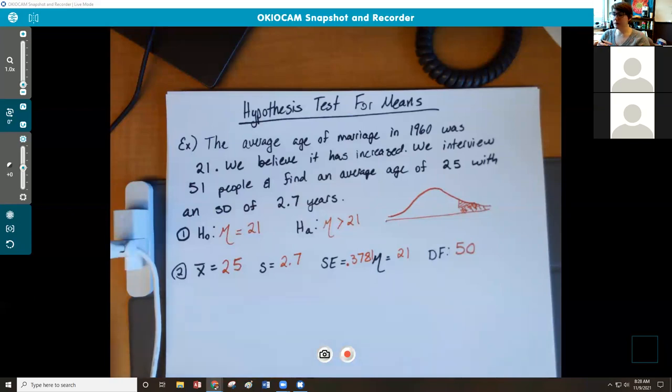Good. Now, usually when we are doing a hypothesis test, when we're looking at proportions, we would find the z-score. Now that we're looking at hypothesis tests for means, what we're going to be using is the t-test. So instead of using the z-score, aka the z-test, we're going to be using the t-test.